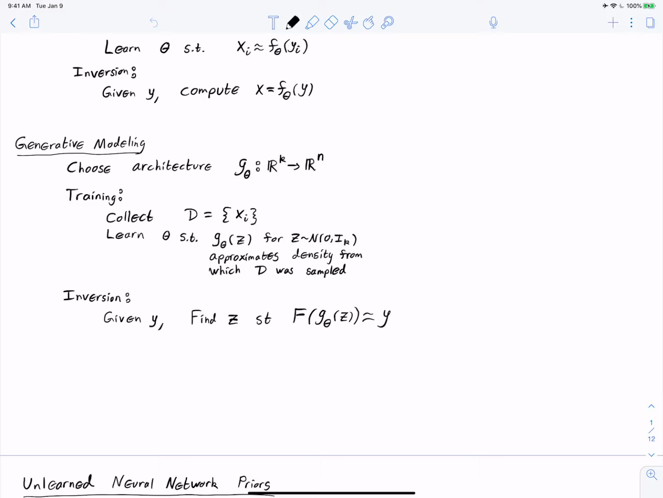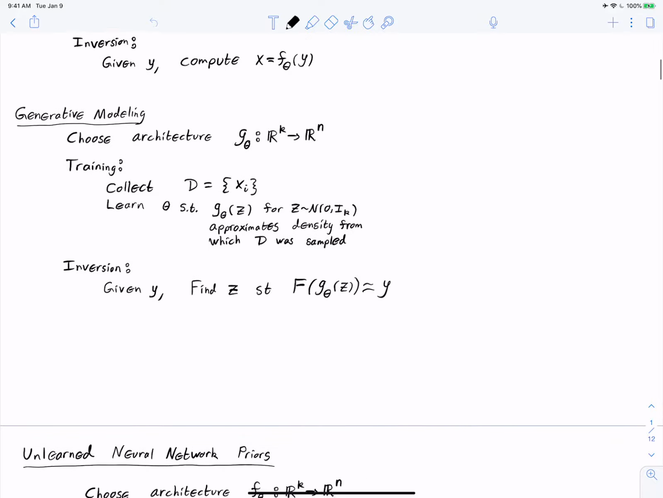Now at inversion time, we're given a y, and we already have our g theta, so our goal is to find a z such that capital F of g theta of z is roughly equal to y. We do this by solving a minimization problem.